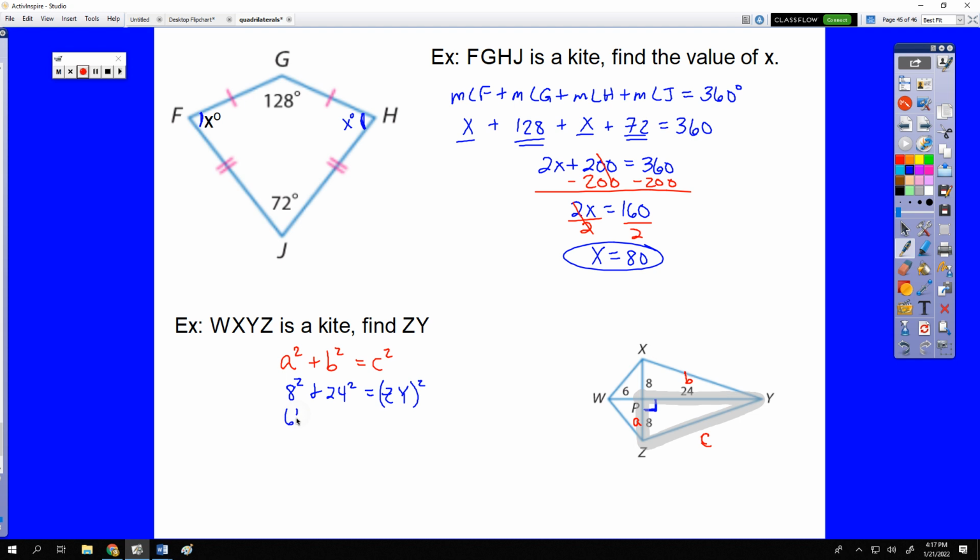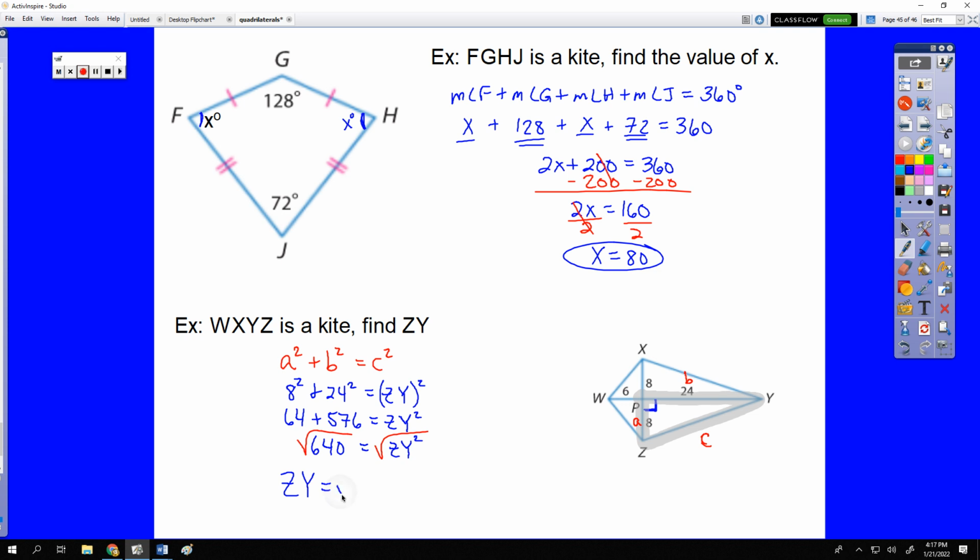8 squared is 64, 24 squared is 576. Then we would add those together. That would be 640. That's great, but we don't want ZY squared, we want ZY. So we take the square root of each side. Now in your algebra class, you should have learned how to reduce roots, but if you haven't, your calculator is fully capable of reducing that root for you. At least the ones we use at our school are.